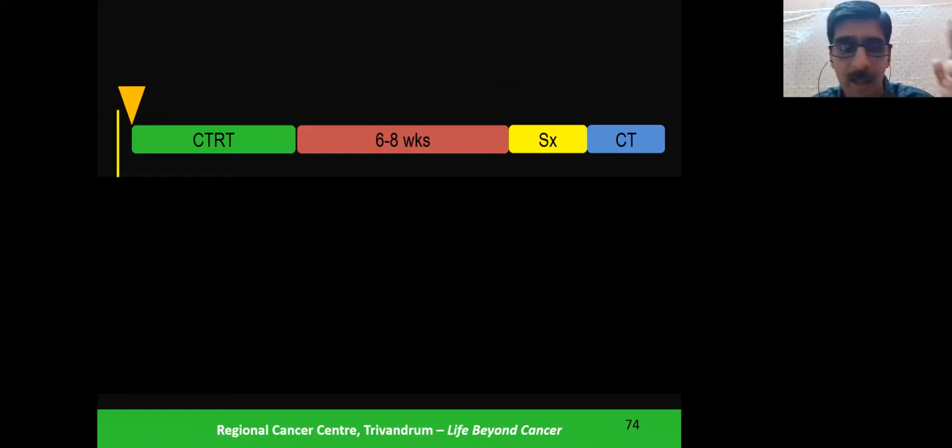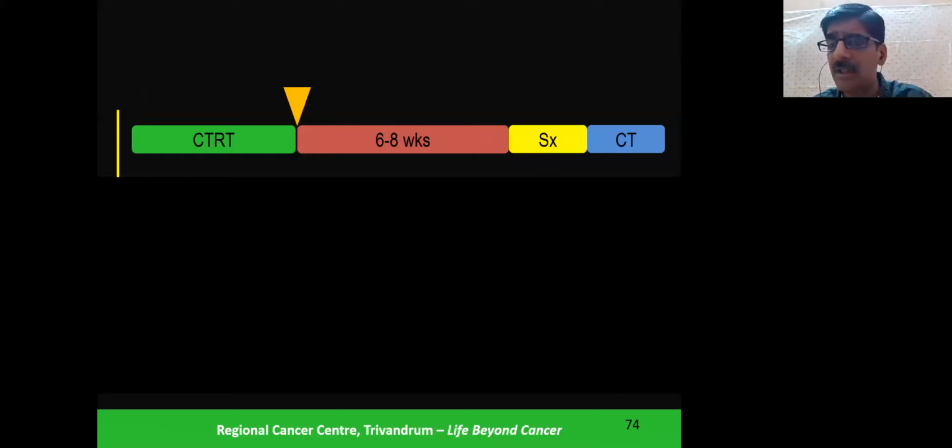The other option would be to do the liver resection somewhere around here. Finish off the radiation for the rectum, operate the liver, then wait for 6 to 8 weeks, and then operate the rectum. Am I clear? I hope I'm clear. Otherwise, we can come back to this later. This was the way we used to conventionally do it, sequencing the liver resection.